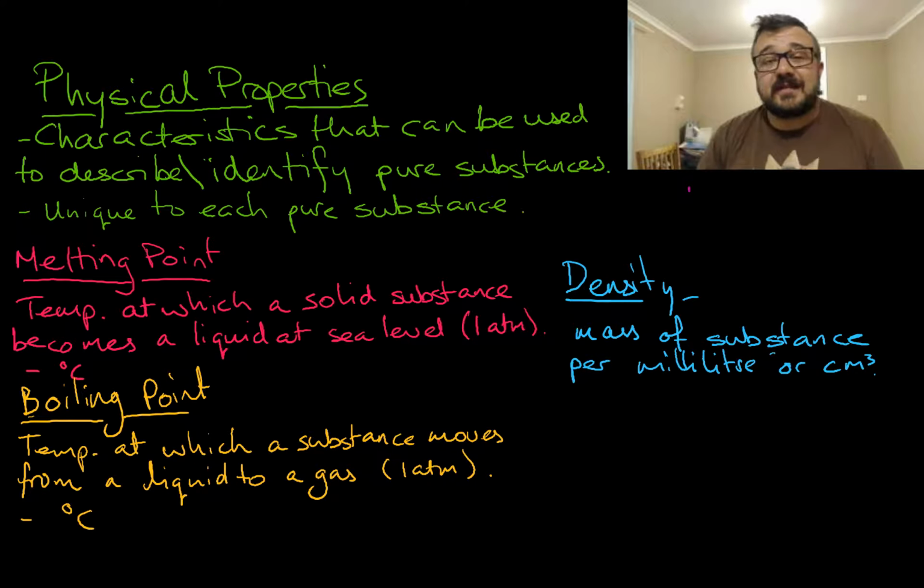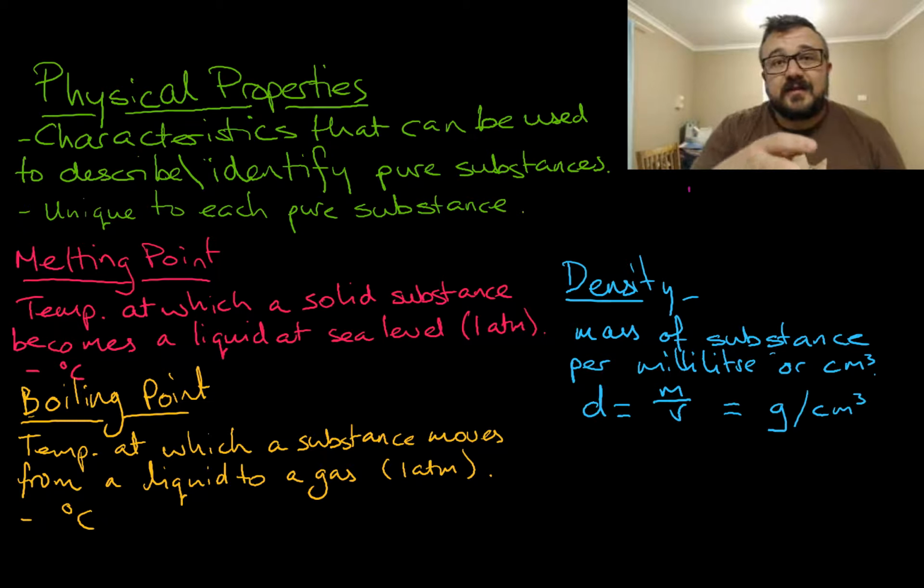Now, let's have a look at density. This is the mass, so how much of something there is in a unit of volume, so per milliliter, or centimeters cubed is the actual preferred unit for milliliter. So it's the amount of mass which we would weigh per unit of volume, so the amount of mass of something we fit in a certain amount of space. And we work this out by dividing the mass by the volume, and that gives us units of grams per centimeters cubed.